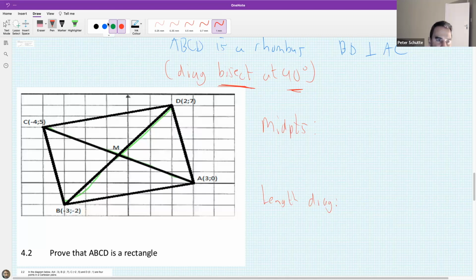So go ahead and do that for me. And then we'll have a conversation once you've got your working out done. So midpoint AC, midpoint BD. And then you need to find me the length of AC and the length of BD.